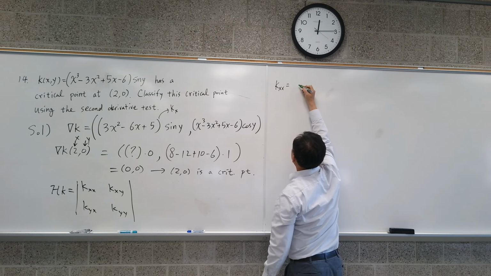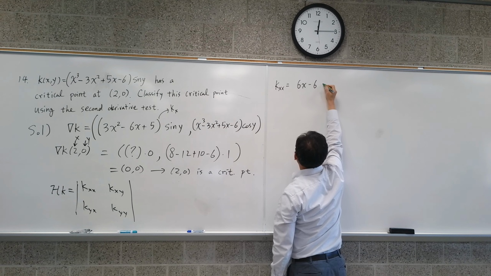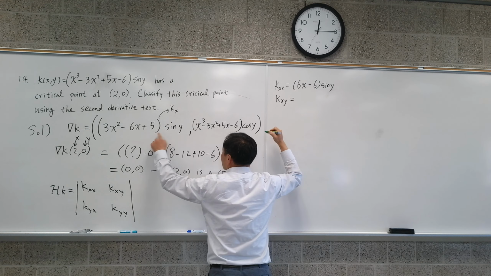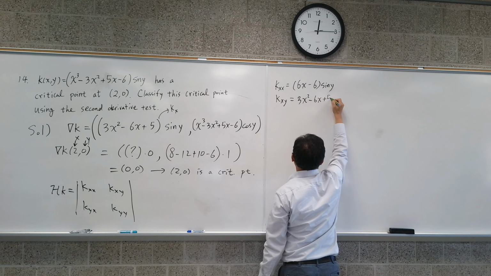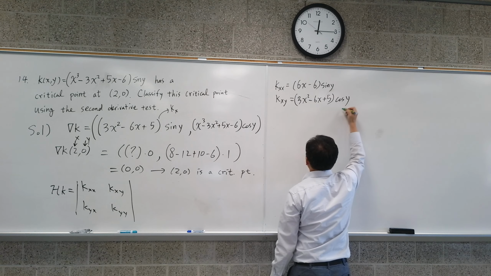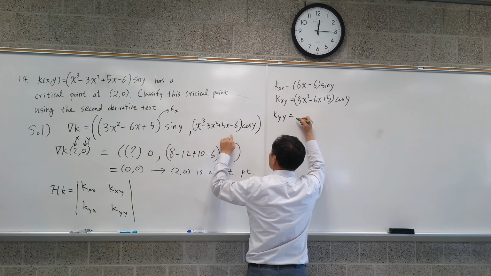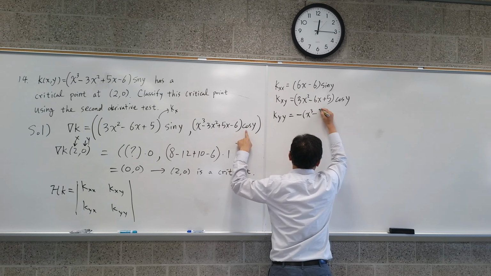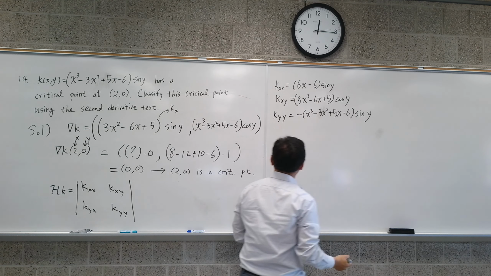So if you differentiate twice, that's going to be 6x minus 6, times sine y. kxy would be taking this one and differentiating by y. So that's 3x squared minus 6x plus 5 times cosine y. And then kyy means you differentiate with respect to y twice, so you're just differentiating this by y twice. Cosine y differentiates to negative sine y, so that's what you get, okay?